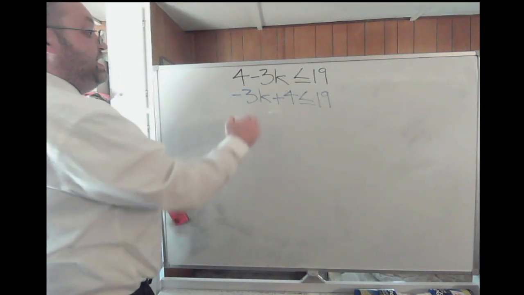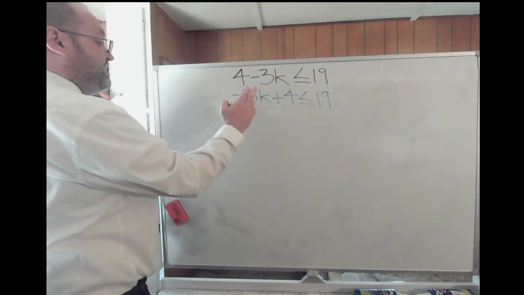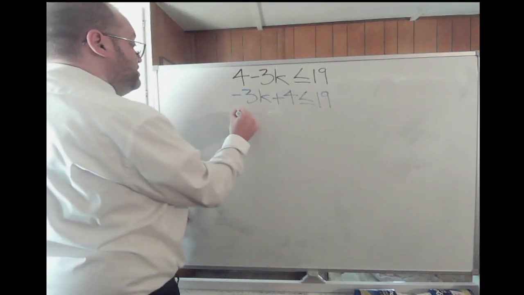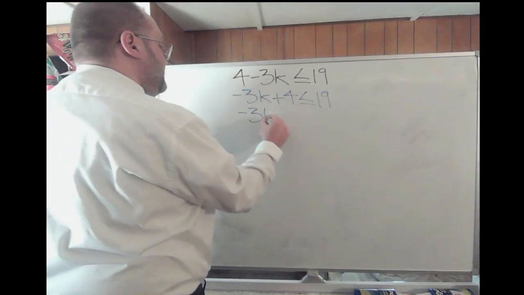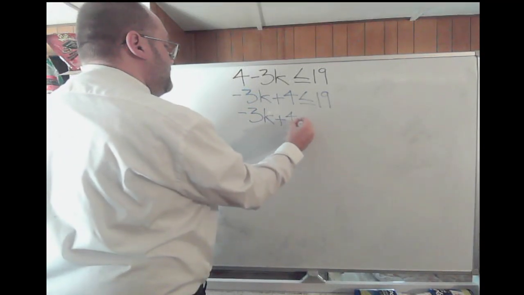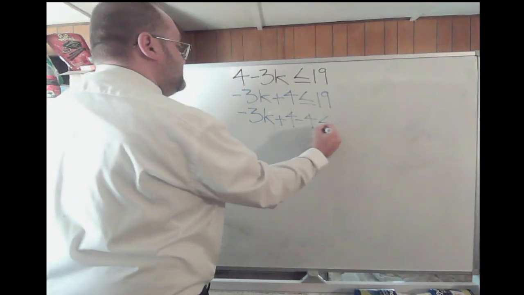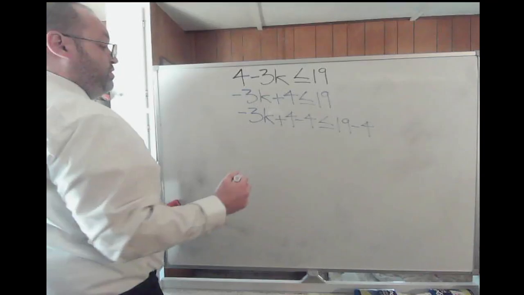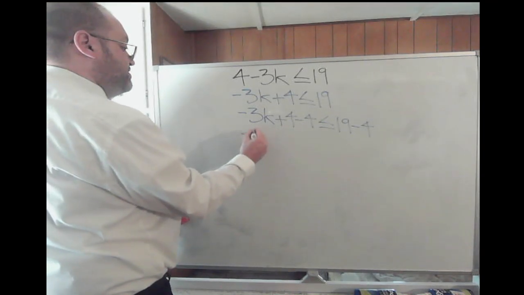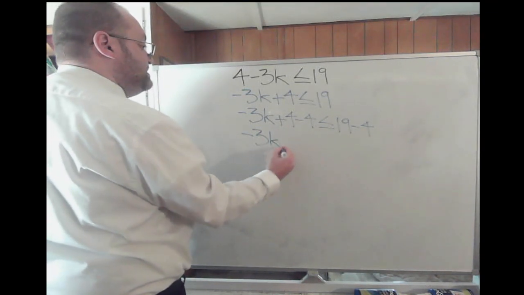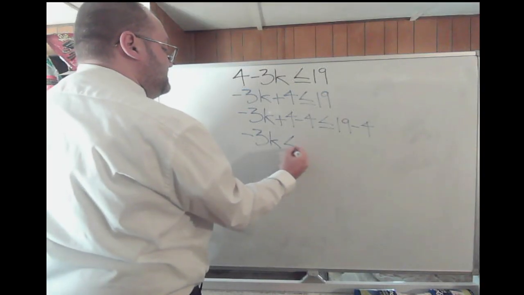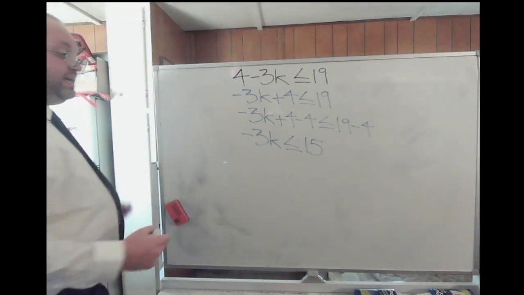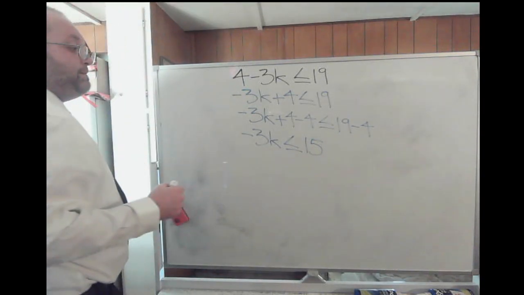Now, we have that negative 3k plus 4. We want to just get the negative 3k by itself. So, we have plus 4, we need to do minus 4. So you'll have negative 3k plus 4 minus 4 is less than or equal to 19 minus 4. Well, on the left side, 4 minus 4 is 0. You're just left with negative 3k all by itself. That'd be less than or equal to 19 minus 4, which is 15. So you got negative 3k is less than or equal to 15.